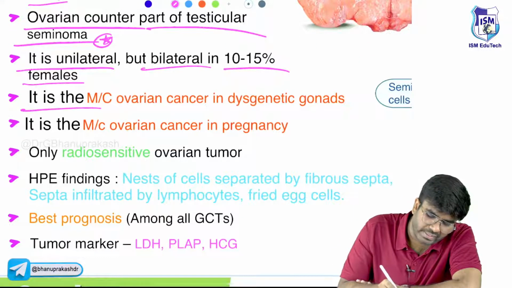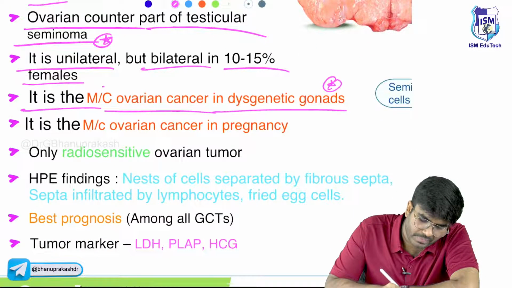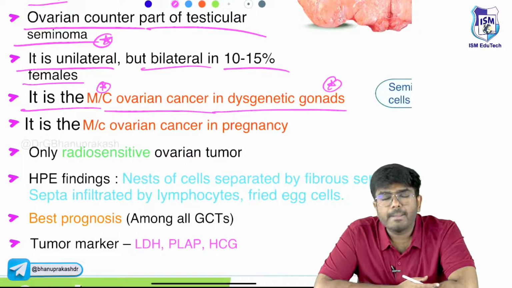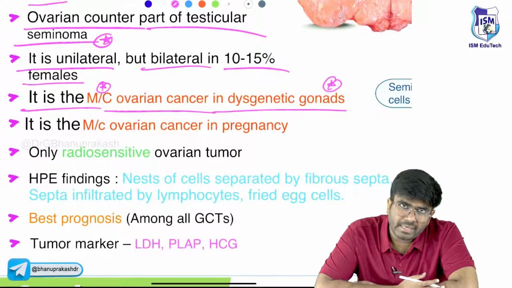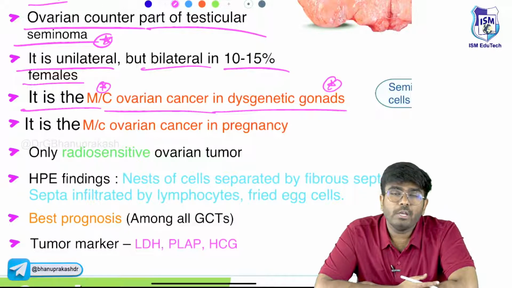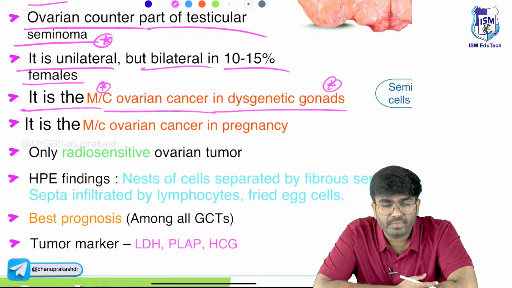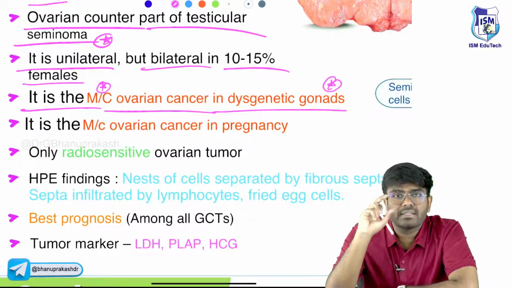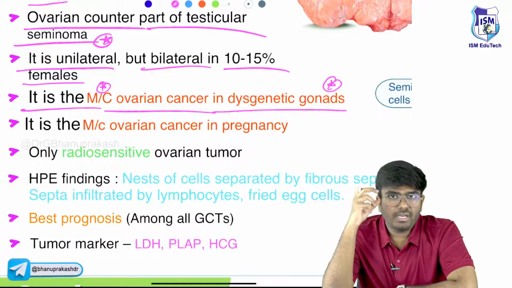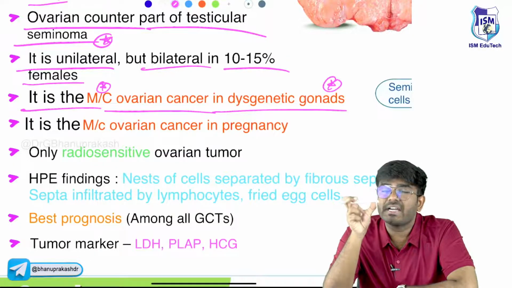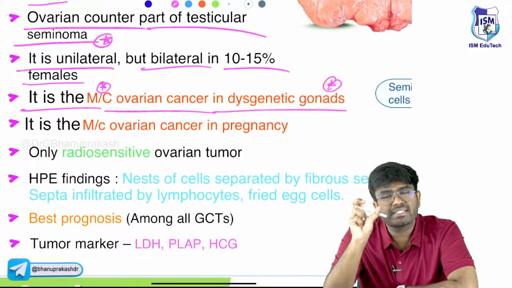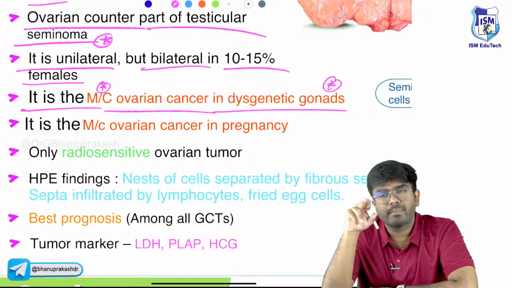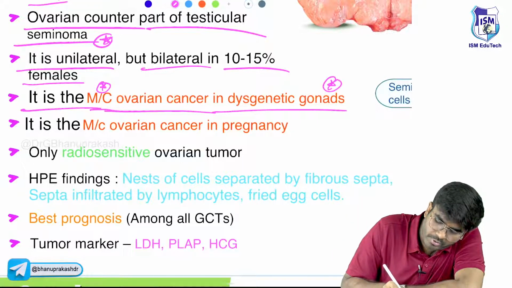It's the most common ovarian cancer in dysgenetic gonads, the gonads which are not properly formed, for example maybe in cryptorchidism. Imagine a male looking like a female, for example androgen insensitivity syndrome, where a male is looking like a female. These gonads are still present within the abdomen. These dysgenetic gonads can turn into cancers. Which cancers? Dysgerminoma, or in male seminoma. So it's the most common ovarian cancer in dysgenetic gonads.